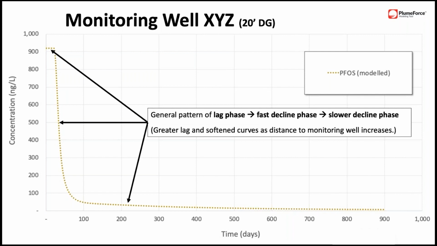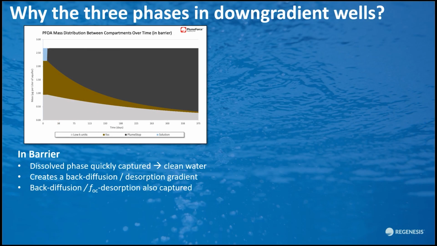We can see a lag phase, followed by a fast decline phase, and then that is followed by a slower decline phase. We'll compare these model data with measured data in a moment. But first, and at risk of laboring the point, and indeed of getting wet again, here's a quick recap.